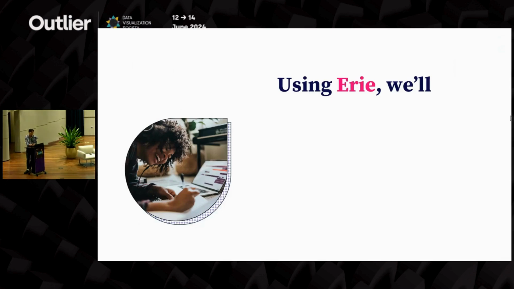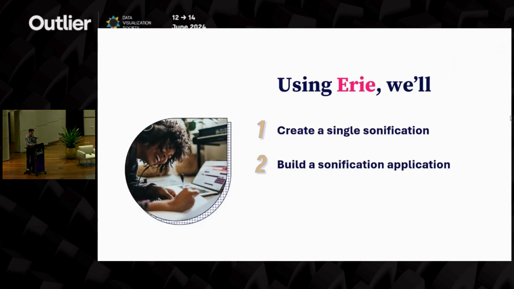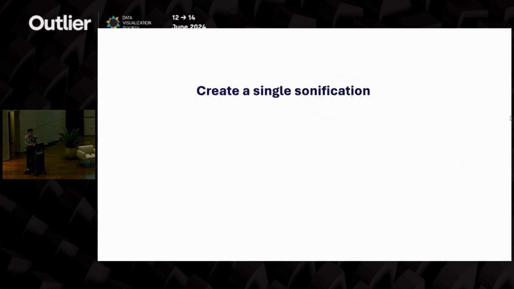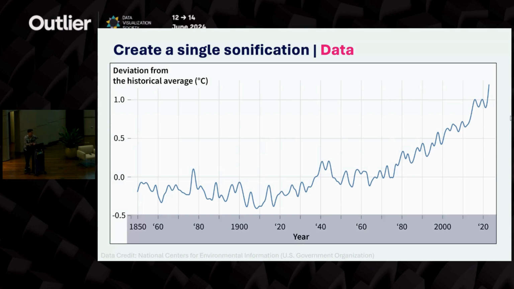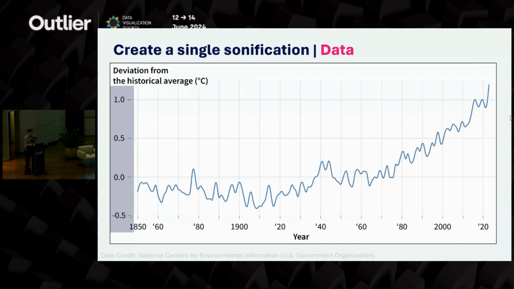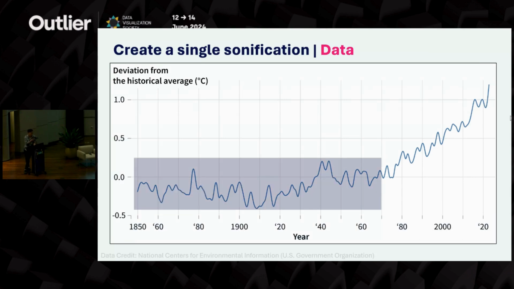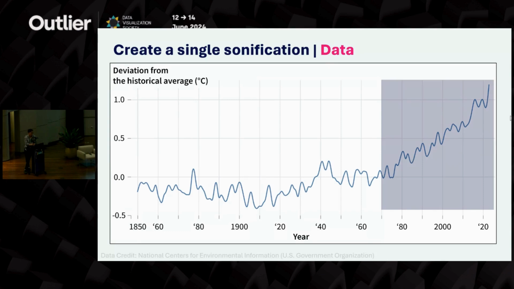Today I'm going to show you how to use Erie to create a single sonification and build a sonification application. To create a single sonification, you first need to provide data. For example, this visualization shows a data set about temperature anomaly, which is the deviation of annual temperature average from the historical average. It's a climate change data set. The x-axis shows the year from 1850 to 2023, and the y-axis shows the temperature anomaly. From 1850 to 1970, it fluctuates in a certain range, and after that it goes really bad, going up.